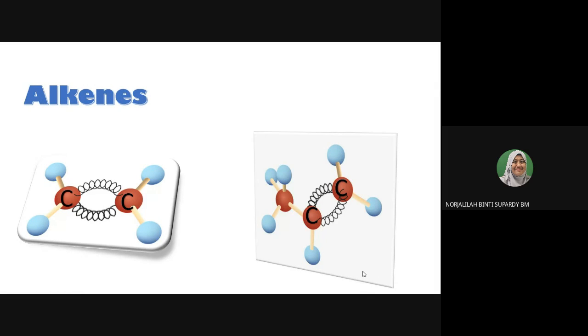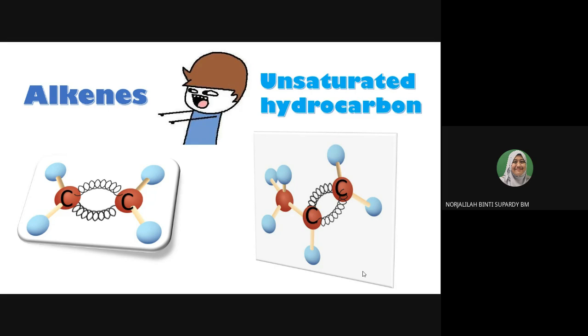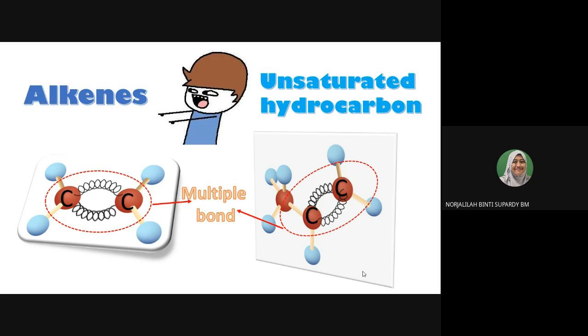So now we have come to the next chapter, which is alkenes. What is an alkene actually? An alkene is an unsaturated hydrocarbon. The only unsaturated hydrocarbon that we have learned previously is alkene. Alkene is about the carbon-carbon double bond, which is its functional group. So it consists of a multiple bond, a double bond.